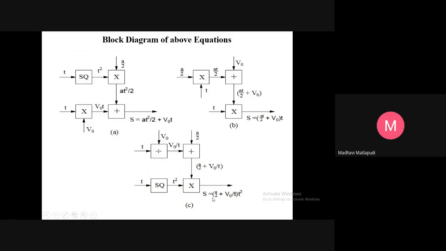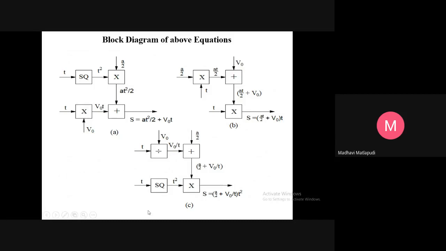Now the third expression, S is equal to A by 2 plus V naught by T into T square. You get T as one input, V naught as another input. Because it is a division, it gives you V naught by T. Then A by 2 is another input, and both put together give A by 2 plus V naught by T. Simultaneously, there is another block having a square operation in it, and sending T to it gives you T square, and this T square is given as an input to a multiplication block. Taking the above expression, it gives you S is equal to A by 2 plus V naught by T into T square.